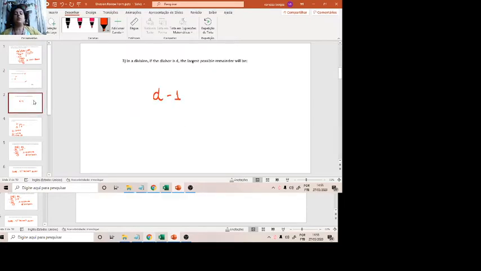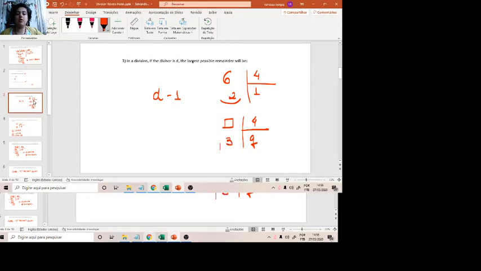Okay? Question 3. In a division, if the divisor is d, the largest possible remainder will be d minus 1. Let's see an example. Let's say 6 divided by 4, which is 1, the remainder is 2. But if I put any number divided by 4, I have the quotient, and the biggest remainder I can have is 3. Because if it was 4, I could continue making the division, which is not the situation, okay?